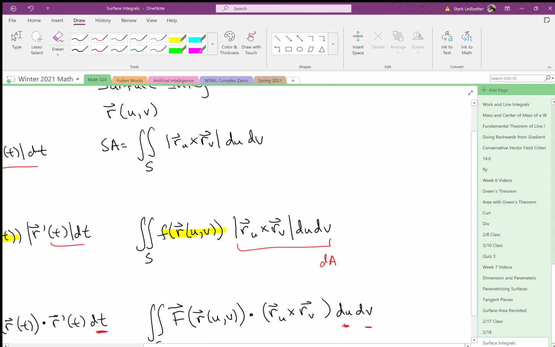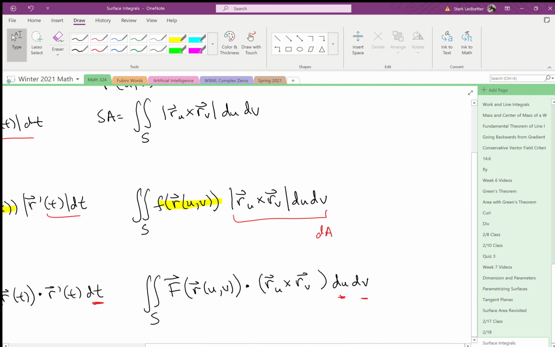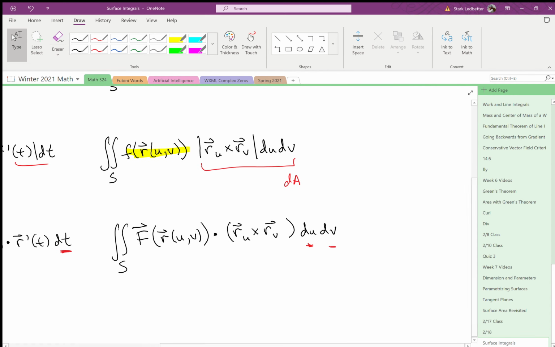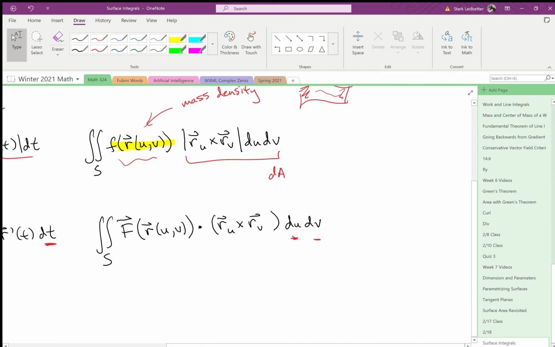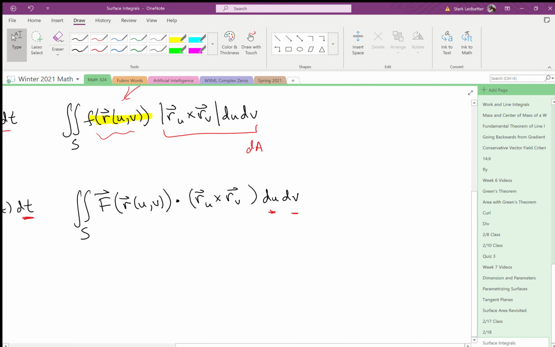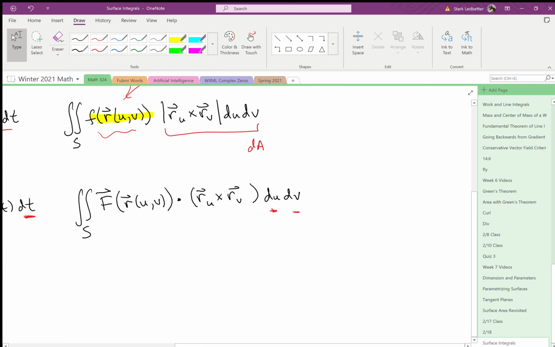Okay, so why would you want these things? Surface area, self-explanatory why we want it. Function, this could be like a mass density function, for example. So if you have some surface and it's heavier in some places but lighter in other places, you want to find the total mass. You can now do that over a surface. Remember before we did it over a wire, where the density might change depending on where in the wire it was. Over here, we're actually going to start to calculate a thing called flux.